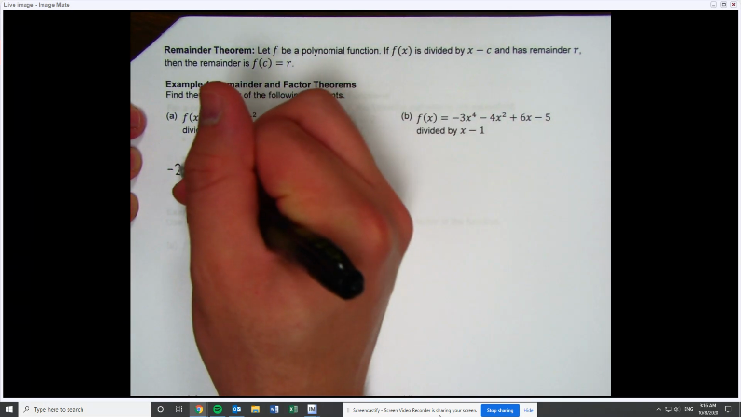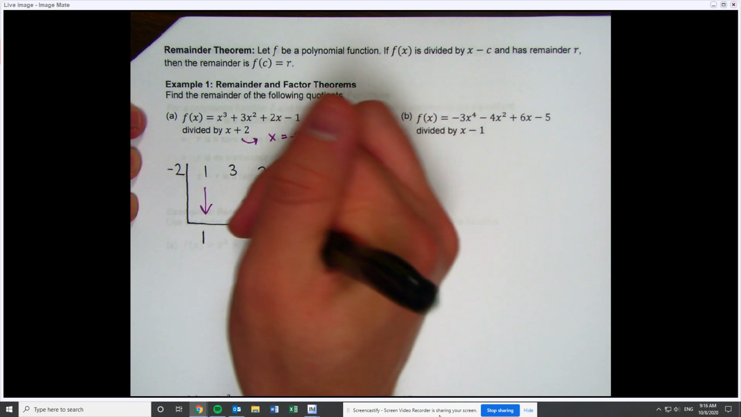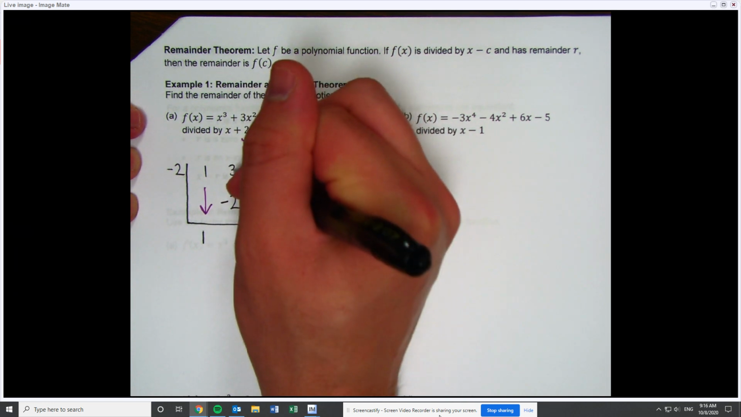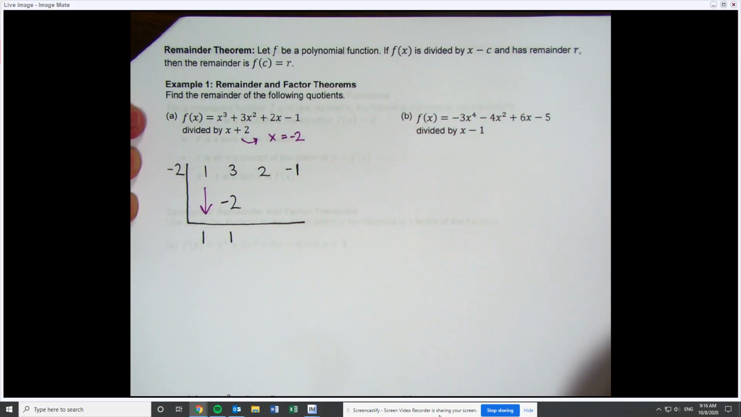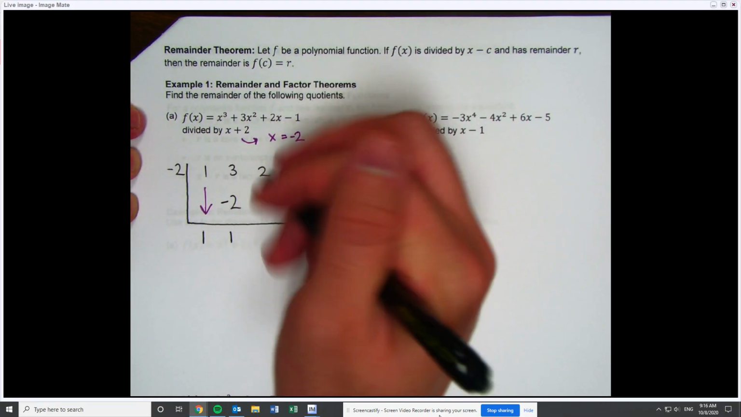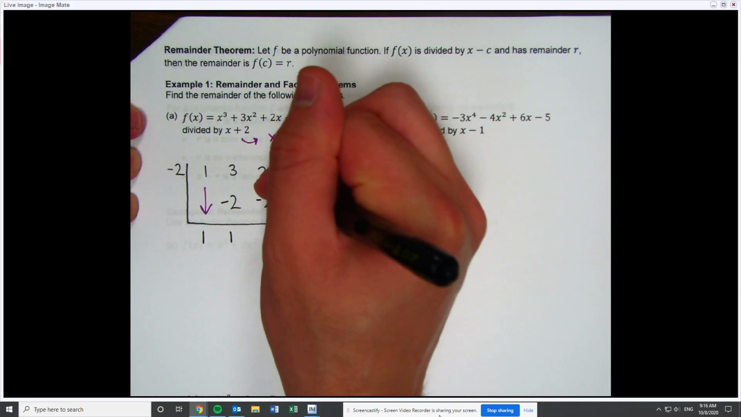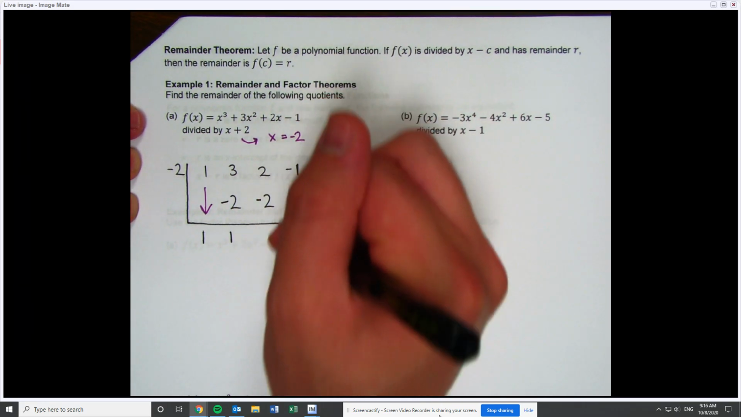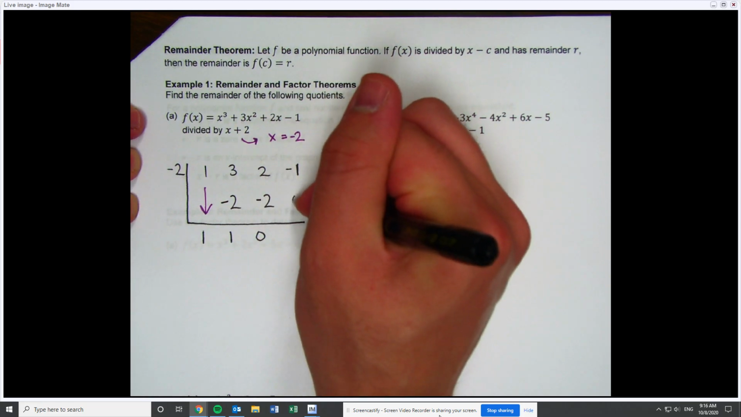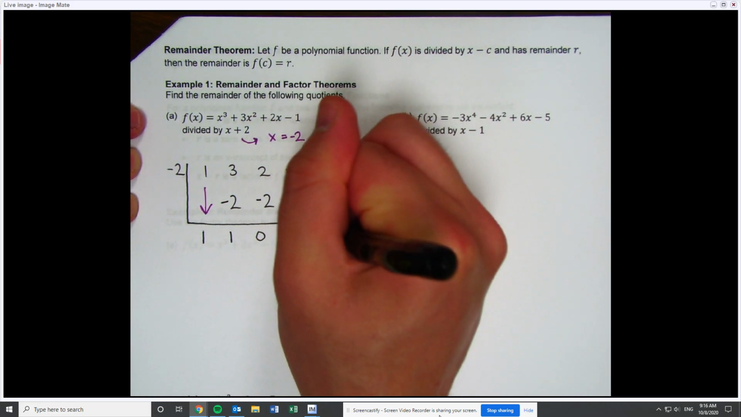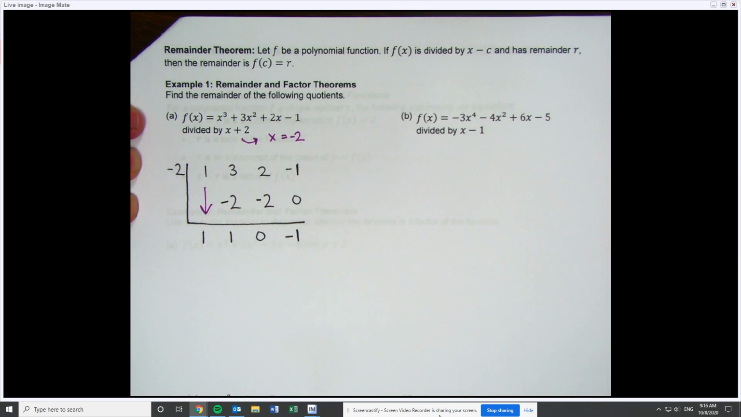Now we multiply. Negative 2 times 1 is negative 2. Now we add. 3 plus negative 2 is 1. Now we do it again. Negative 2 times 1 is negative 2. 2 plus negative 2 is 0. Negative 2 times 0 is 0. And that gives me negative 1. Done. There's nothing else to do.